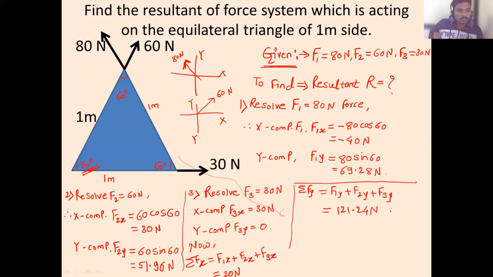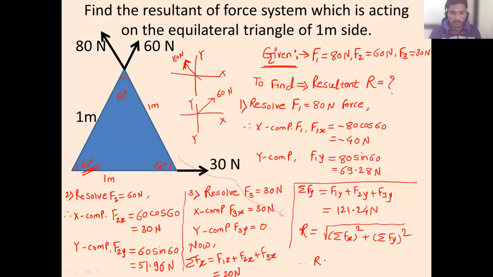Now what is there with us? Summation Fx is with us. Summation Fy is with us. What to do now? Resultant, now we have to find. What is that resultant? Under root of summation of Fx square plus summation of Fy square. Now directly you tell me what is the resultant.